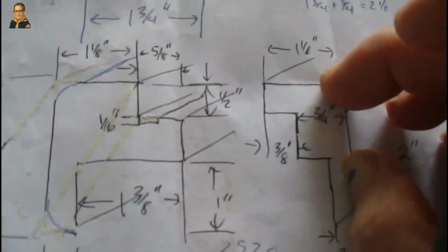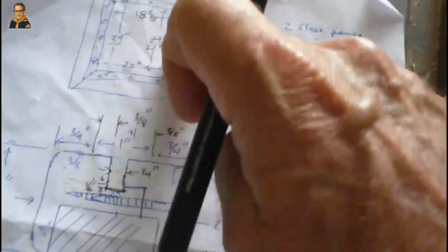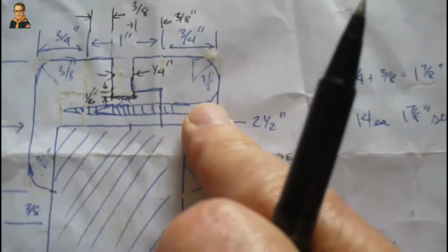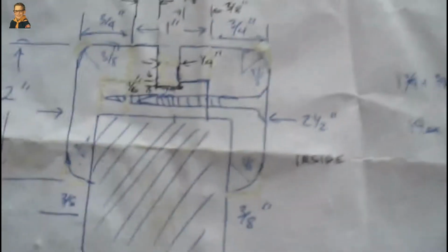This piece will remain unchanged, except that just as these 4 pieces here get cut, these 4 pieces here will also have to be cut 1/8 of an inch. So that is the sum total.